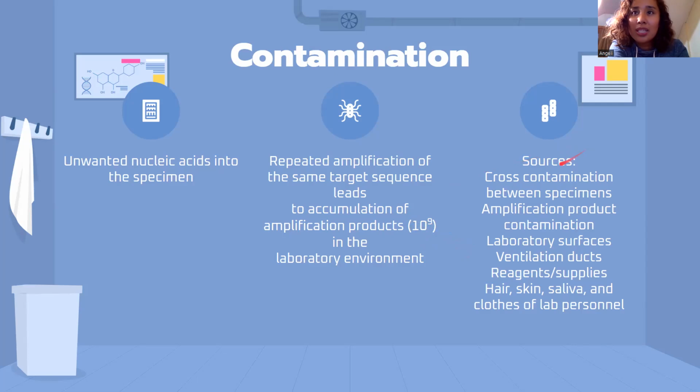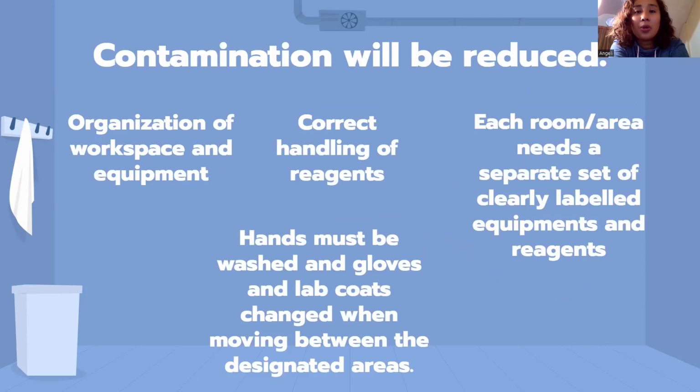The sources are cross-contamination, the products, laboratory surfaces, ventilation, hair, skin, saliva, and the clothes of laboratory personnel. We want to minimize these things. That's why your laboratory is organized in such a way as to minimize them. We work from clean to dirty. In the clean areas, we maintain cleanliness as much as possible, with no contamination. The dirty areas are really dirty, so we don't bring anything from the dirty areas back to the clean areas.